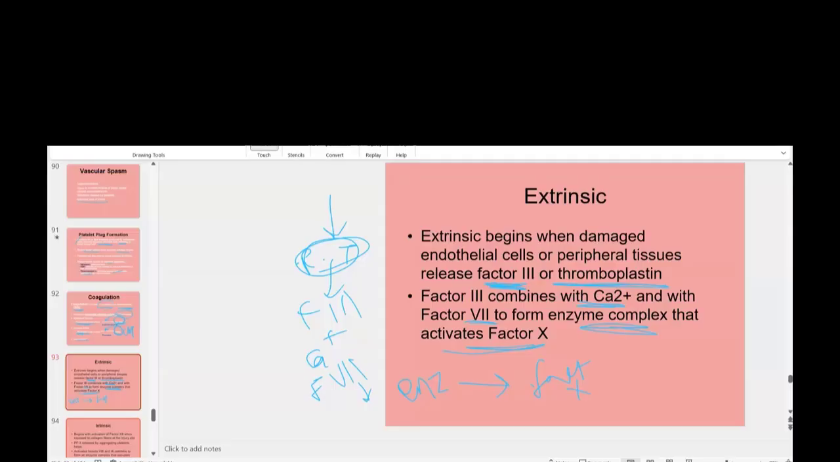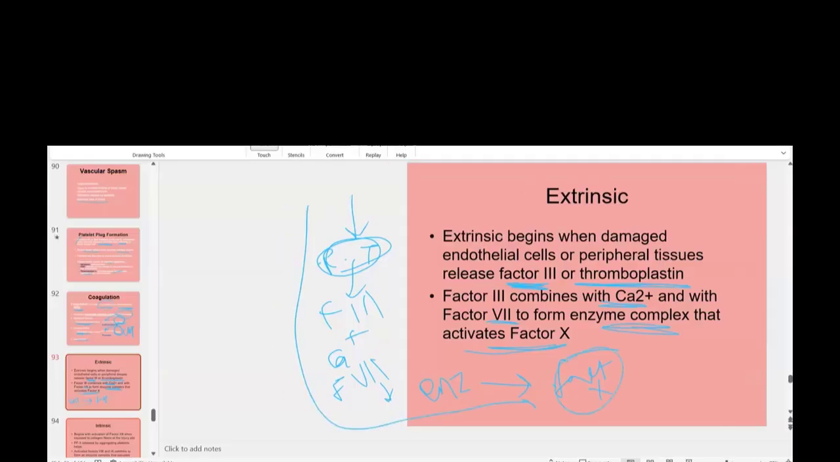Okay, so this is the sequence of steps, how it proceeds up to factor 10. All that we need is factor 10. Blood already has thromboplastin, or factor 3, and when the tissue is damaged, this is activated in combination with calcium ions and with factor 7, that means a 3, 7 enzyme complex, and leads to factor 10.